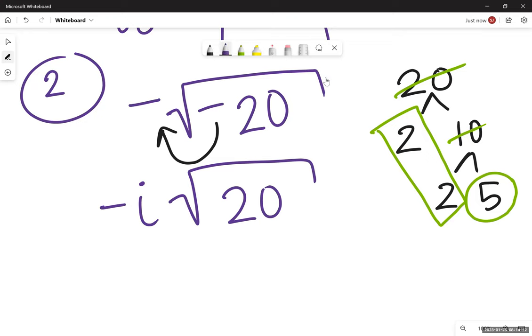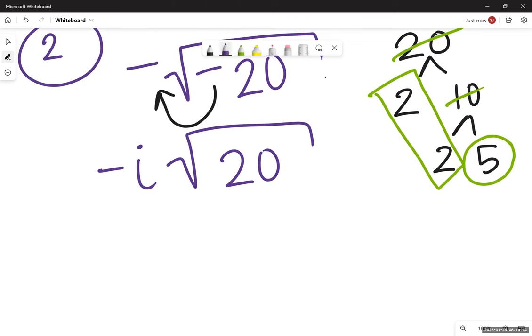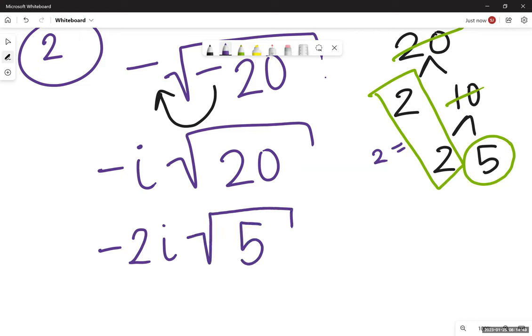Okay, let me write what I've said to see if it makes any sense. I've got the negative. A pair of numbers means one of them can come out. So this is saying I have one 2 come out. Personally, I'm going to go ahead and write the 2 in front of the i. And then that 5 did not have a friend. It cannot leave the house. It's going to stay underneath the radical. And that ends up being your completely simplified answer.